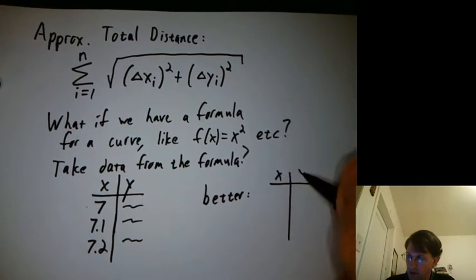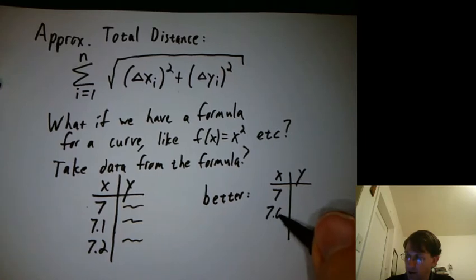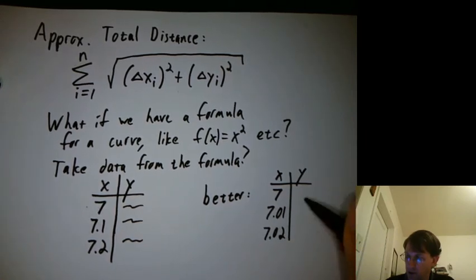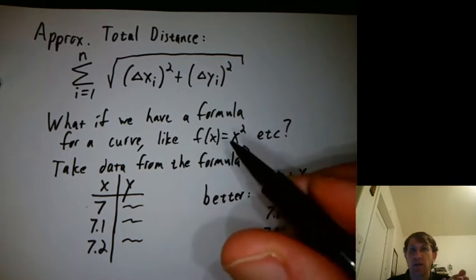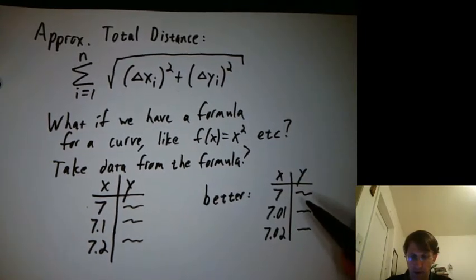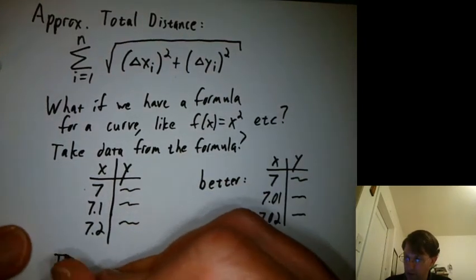Well, what if I took x and y data, but instead of going 7, 7.1, we went 7, 7.01, 7.02, etc. Do you think I would get a better estimate of the total arc length? I think that would be better, right? So what we're talking about here is taking data more rapidly, shrinking the step size.